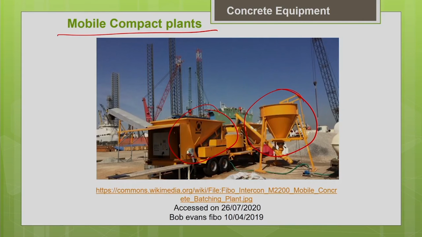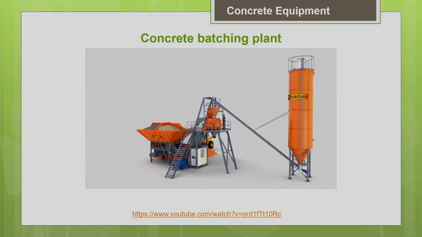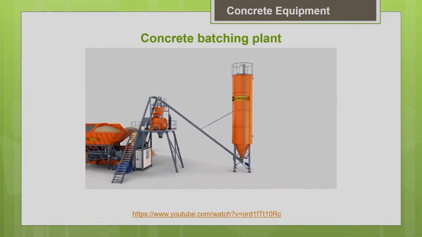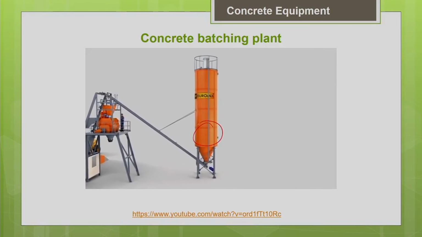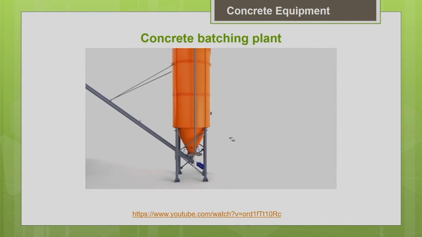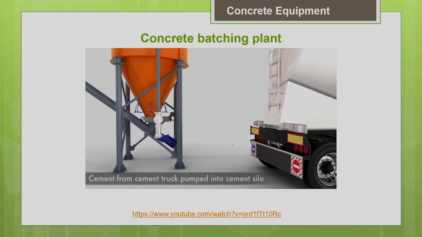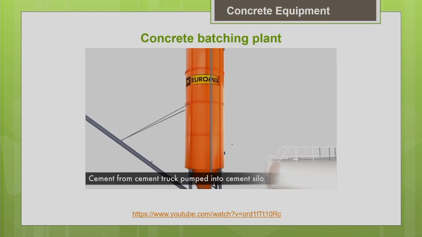Now let us watch a video of how the concrete is manufactured in the concrete batching plant. This is an animated video. You can see that these are the aggregate storage bins. This is your cement silo. You can see the cement from the cement truck is being pumped into the cement silos.